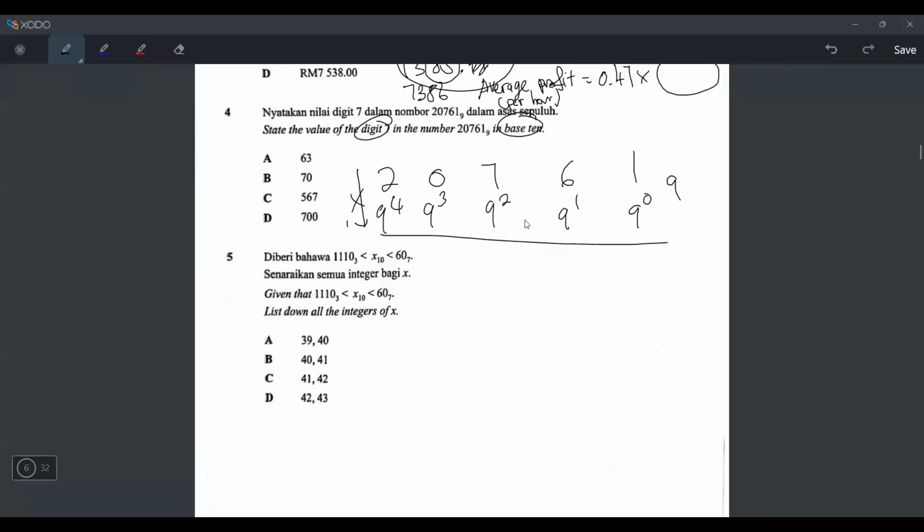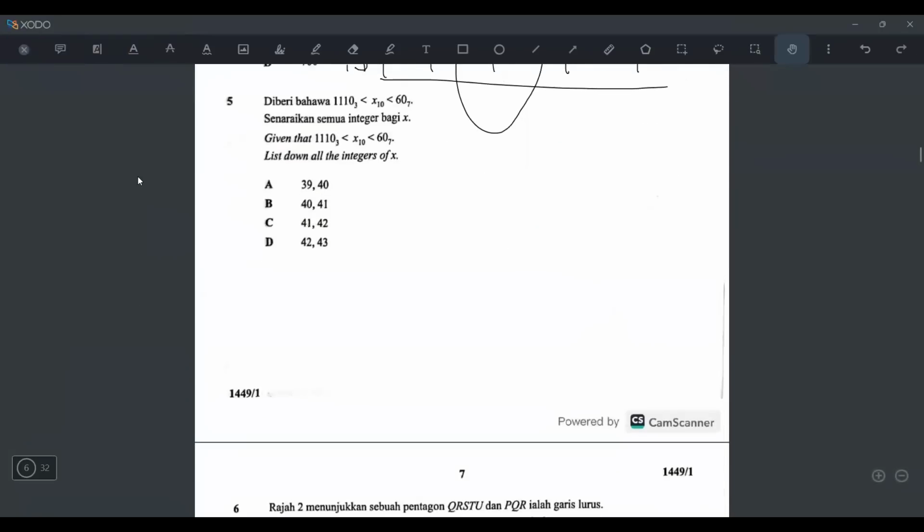But you don't have to do that because they never ask you to change the whole value to base 10. If they ask you to change this whole thing to base 10, then this is what you do. You times, and then plus all together. But they only want the digit 7. So you only do this is enough. Just press 7 times 9 squared, you get the answer. So 7 times 9 squared is 81 times 7, so 567, right? Quite easy.